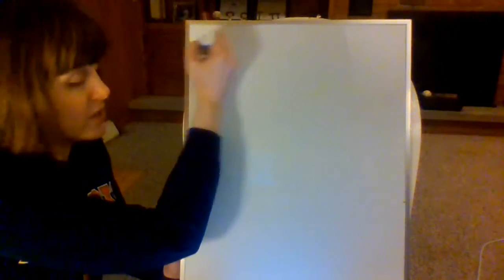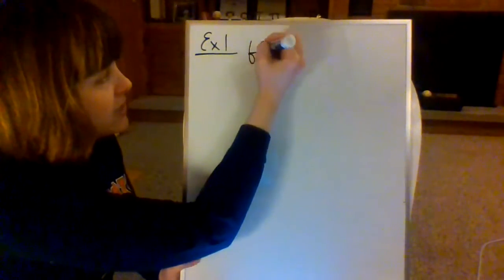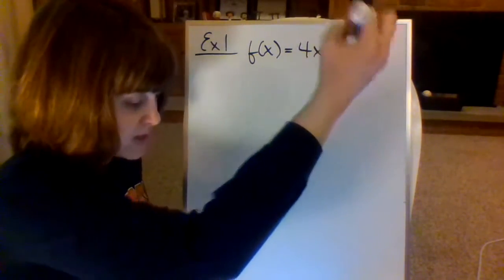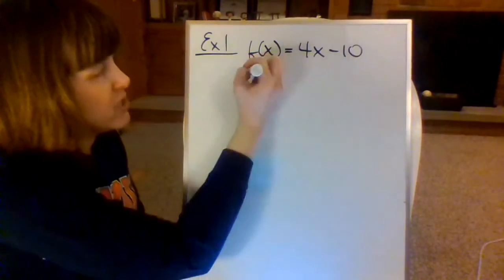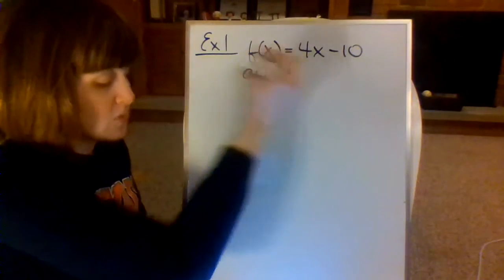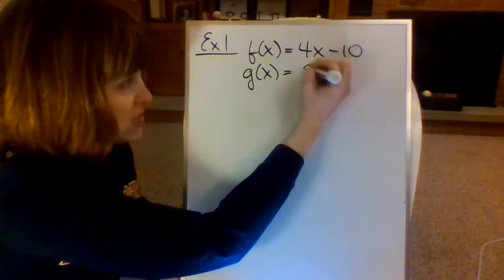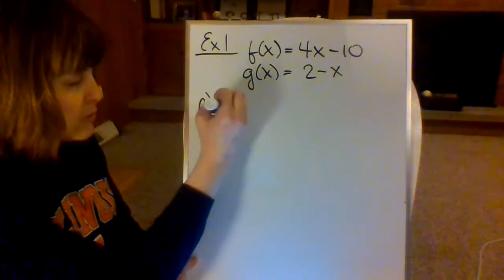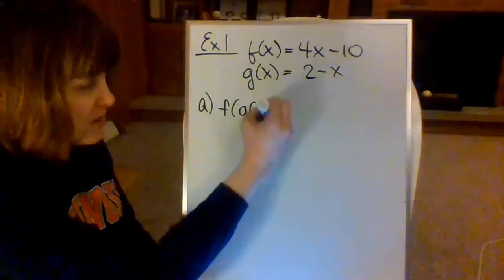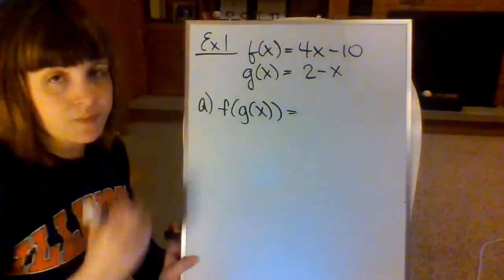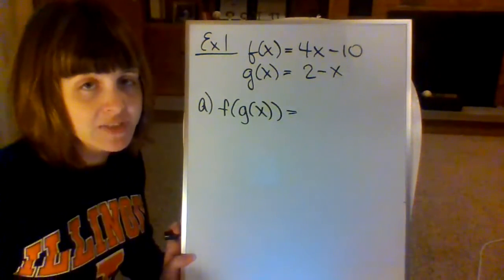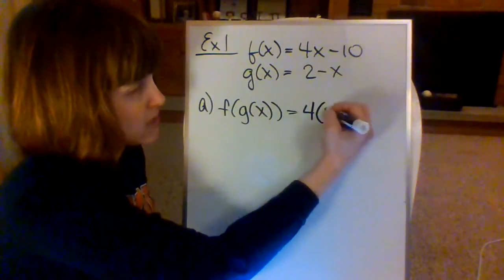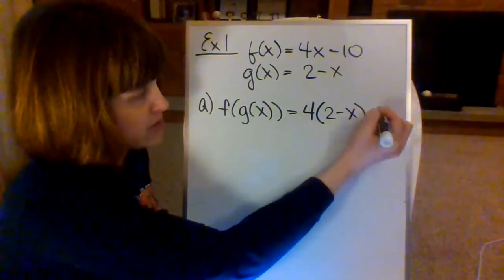Alright, so example 1 says if f of x equals 4x minus 10 and g of x equals 2 minus x, we're supposed to find the following. So part A says find f of g of x. Okay, so we're going to take the g of x function, which is 2 minus x, and we're going to plug it in for x in the f of x function. So just like this.